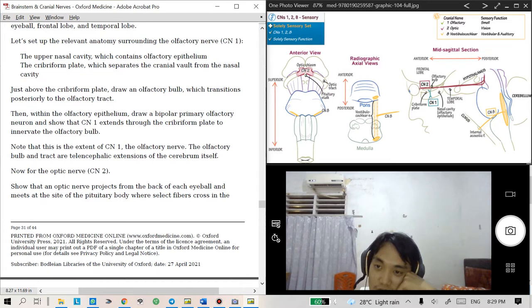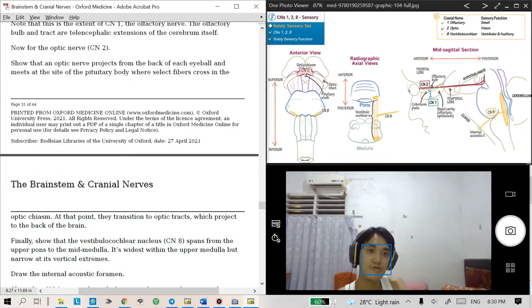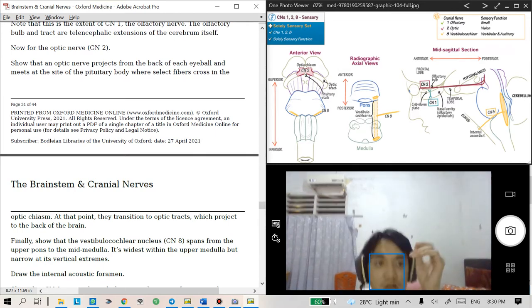Now for nervus opticus. Show that nervus opticus projects from the back of each eyeball and meets at the side of the pituitary body where select fibers cross in the chiasma opticum. At that point, they transition into optic tracts which project to the back of the brain. Finally, show that nucleus vestibulocochlearis spans from the upper pons to the mid medulla. It is widest within the upper medulla but narrow at its vertical extremes.